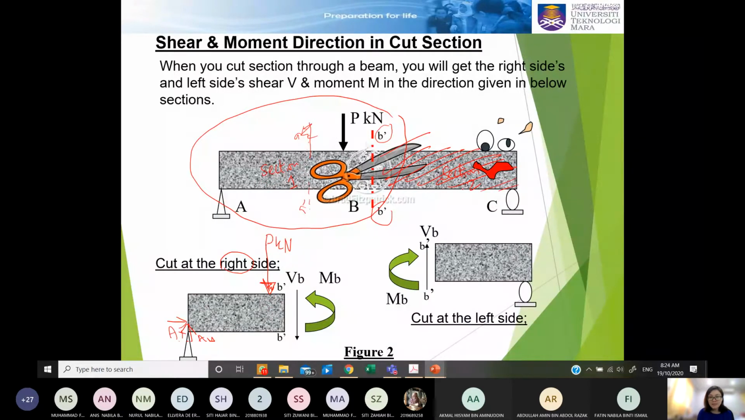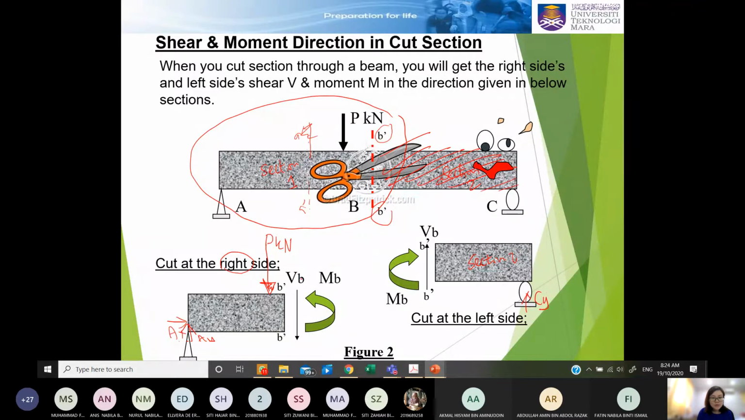How about the other section? If you want to analyze section 2, then you go back to this BB prime. There is no loading on top of it, but you have a roller at C, so you need to put in this force, CY.